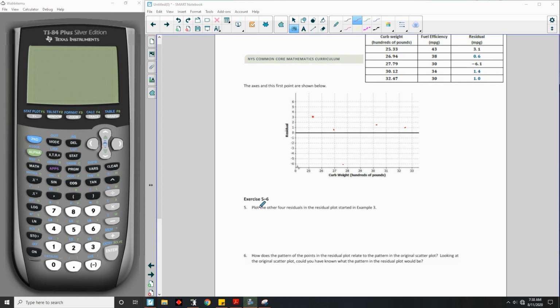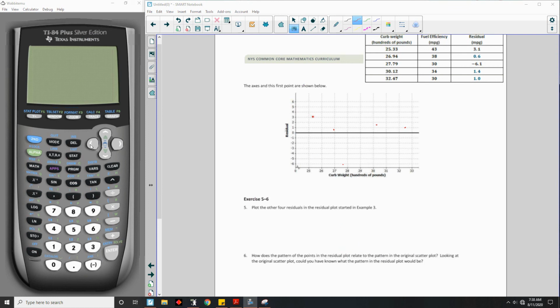Okay, so that was exercise 5. Plot the other 4 residuals, and the residual plot started in example 3. So there's 1, 2, 3, 4. We're done. Number 5. Number 6 says, how does the pattern of the points in the residual plot relate to the pattern of the original scatter plot? Looking at the original scatter plot, could you have known what the pattern of the residual plot would be?